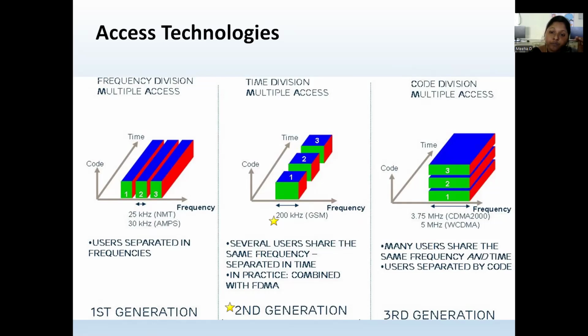Then advancing from GSM, that is third generation. We are using CDMA 2000 and WCDMA. In the diagram, we use code division multiple access. Many users share the same frequency at the same time. You can see the diagram, right? Many users, for example 1, 2, 3. So many users can use the same frequency and time in third generation.